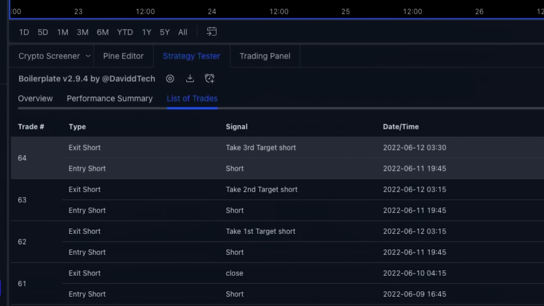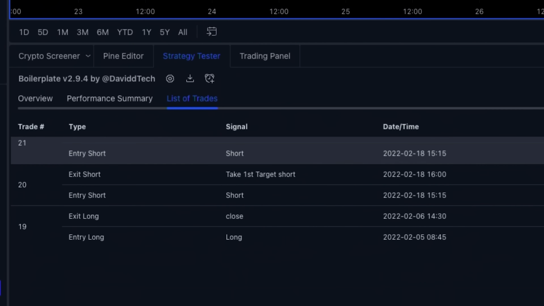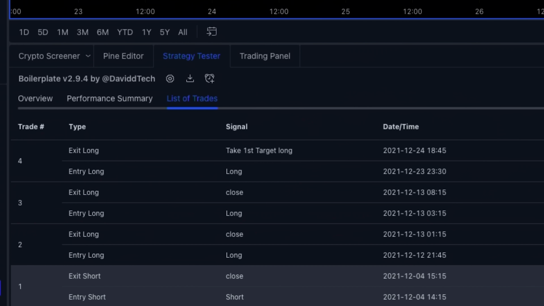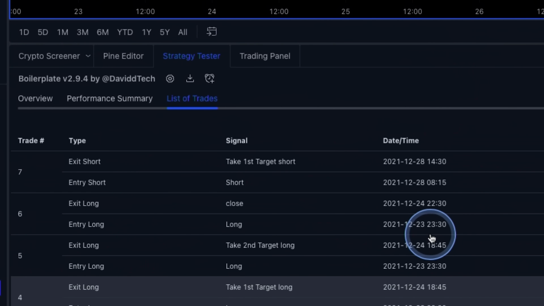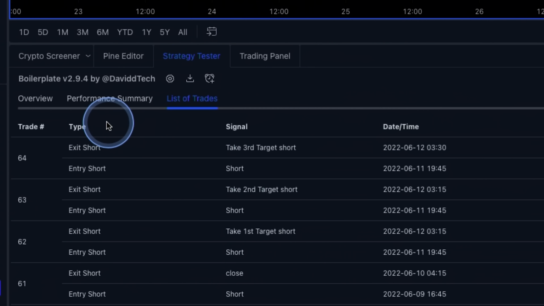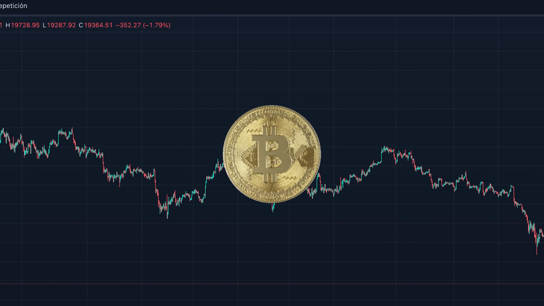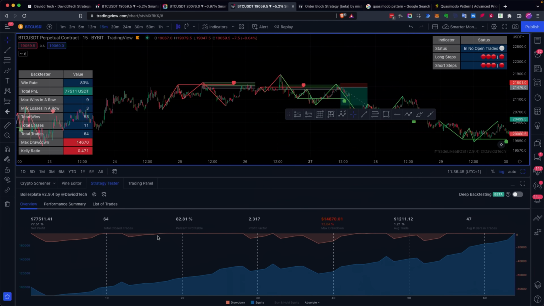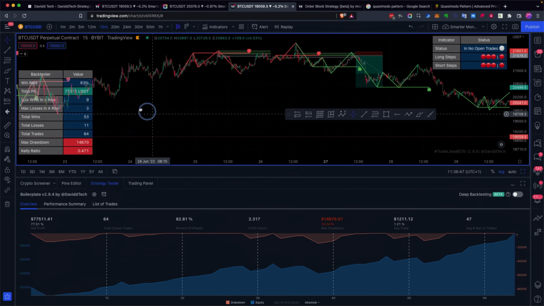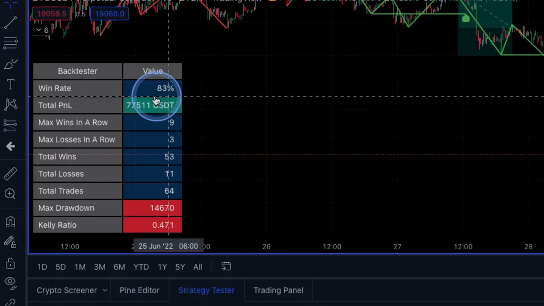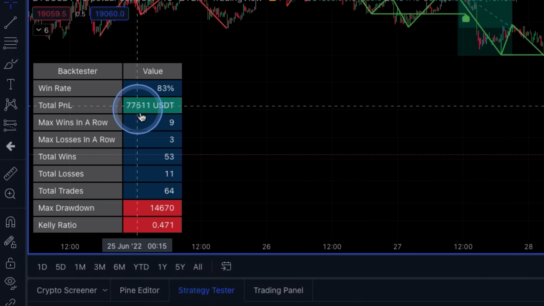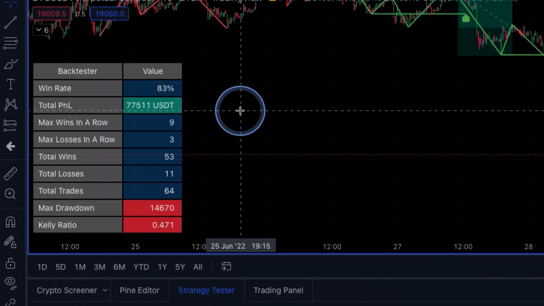As always, we're going to go all the way to the first trade to find out that first trade was on the 12th of December, so it's about 6 to 7 months of trading. So for it to be positive in 6 to 7 months of trading when Bitcoin has dumped so much is still a very good trading strategy as far as I'm concerned. We would have made 77,000 on that, but that really doesn't make any sense.